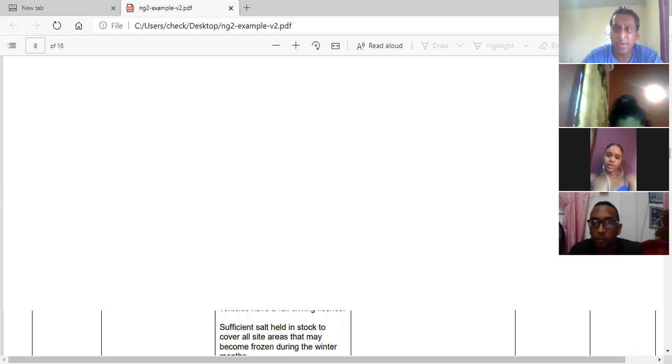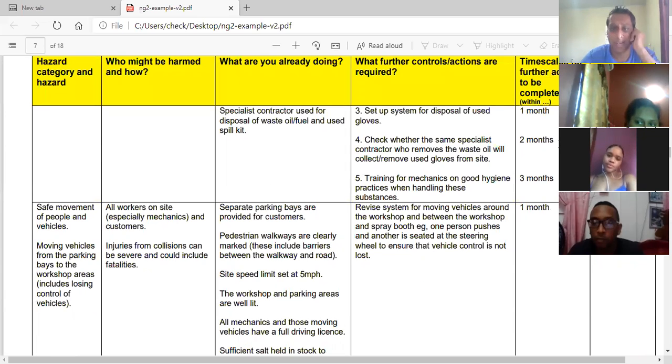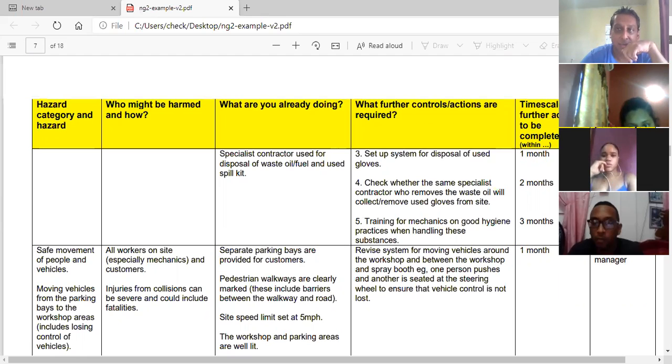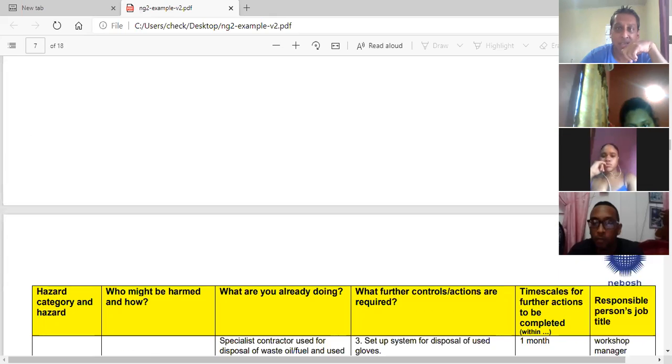One of these seems to be workshop manager, right? Training for mechanics on good hygiene, 3 months. Again, 3 months is a long time for training. For those of us who are thinking about these time scales, right? The longer you put to do something, that is a sure way of not getting it done, right? So just bear that in mind, right? Just be conscious of your time scales.